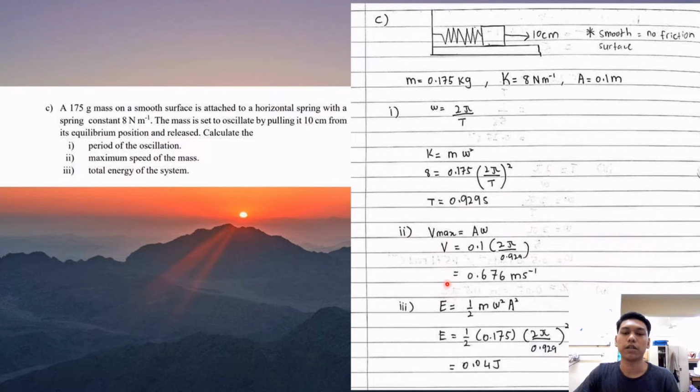So the energy equation is E equal to 1/2 m omega squared A squared. So we substitute all the information given into the formula and we will get the answer 0.04 joule.